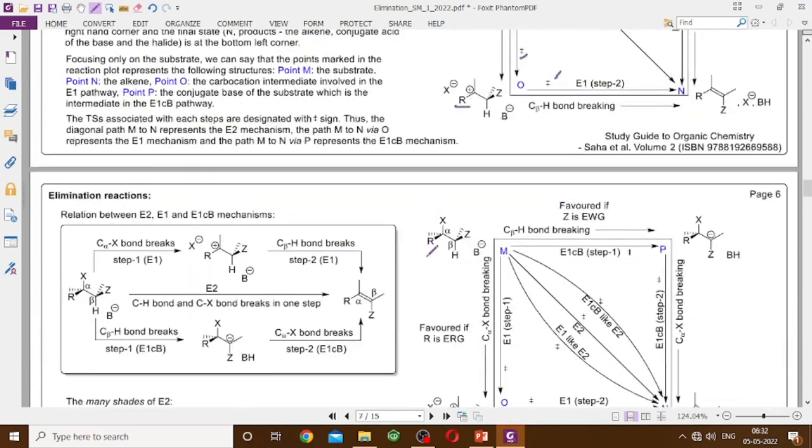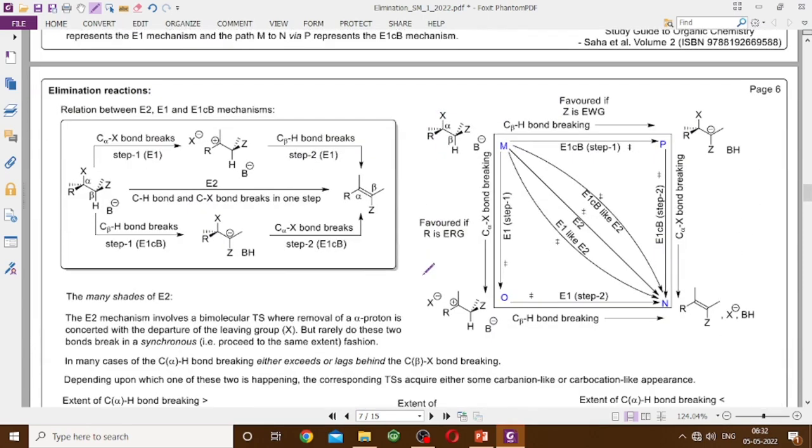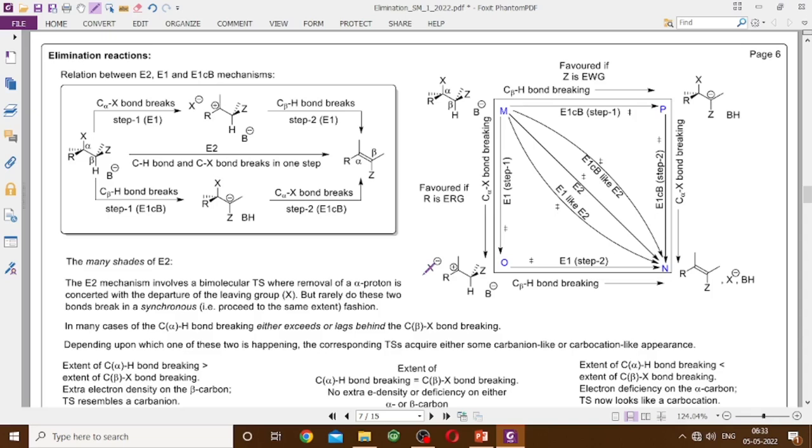Now, why is this diagram useful? Is it only useful because we could see the E1CB, E1 and E2 pathways in a single diagram?